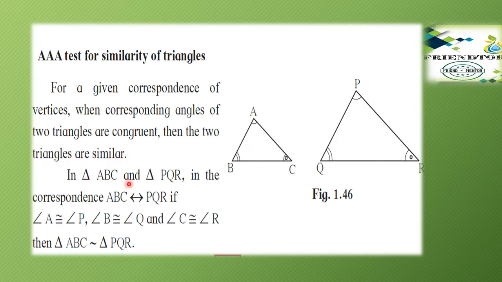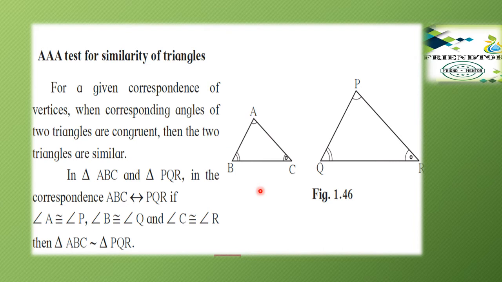Now if you see triangles ABC and PQR, here A is the corresponding angle of P, B is the corresponding angle of Q, and C is the corresponding angle of R. You know how to decide corresponding angles, right? Now we need to check whether each pair of corresponding angles is equal. If angle A is congruent to angle P, angle B is congruent to angle Q, and angle C is congruent to angle R, as you see in the figure, then we can say that these 2 triangles are similar.